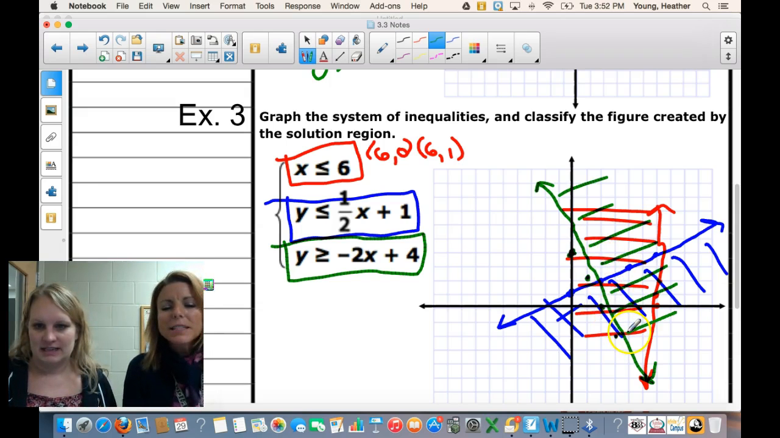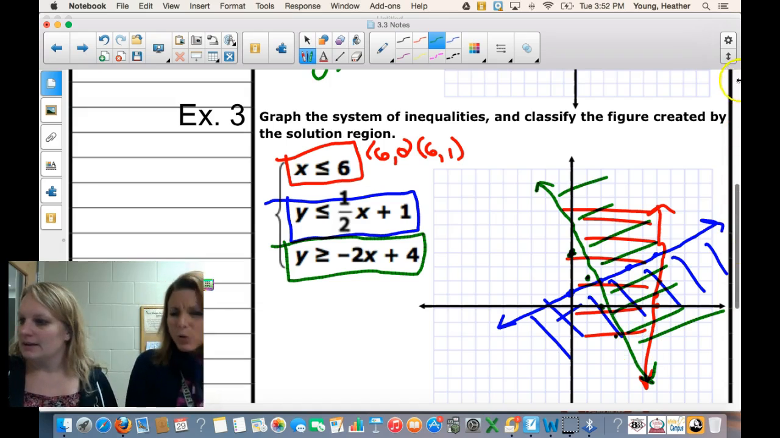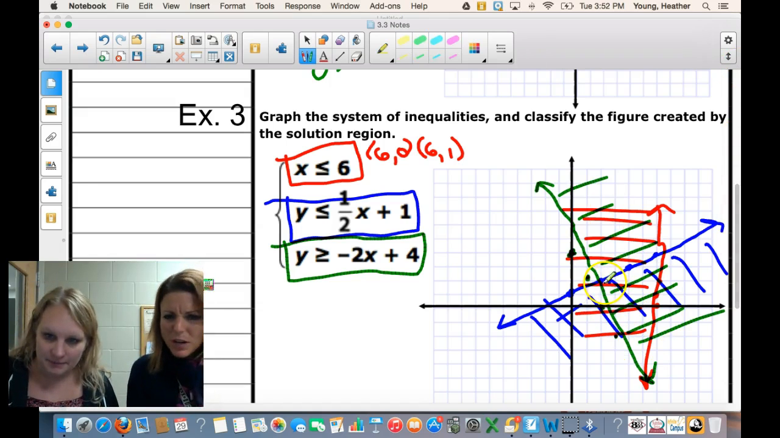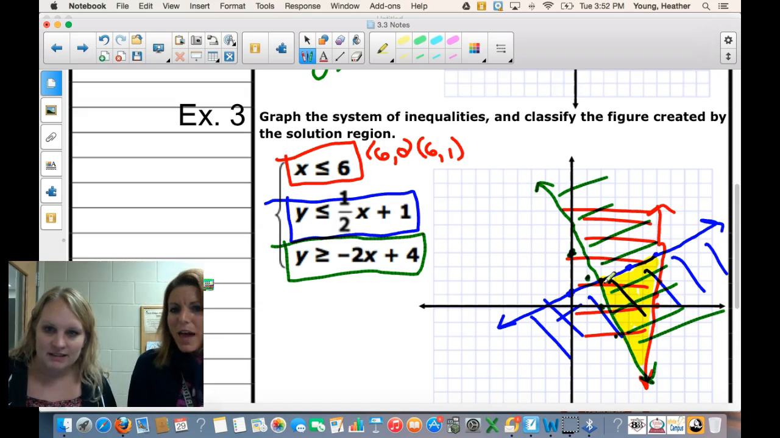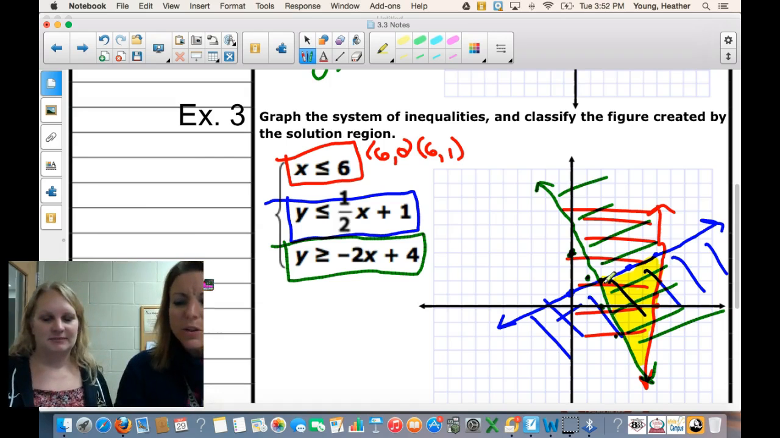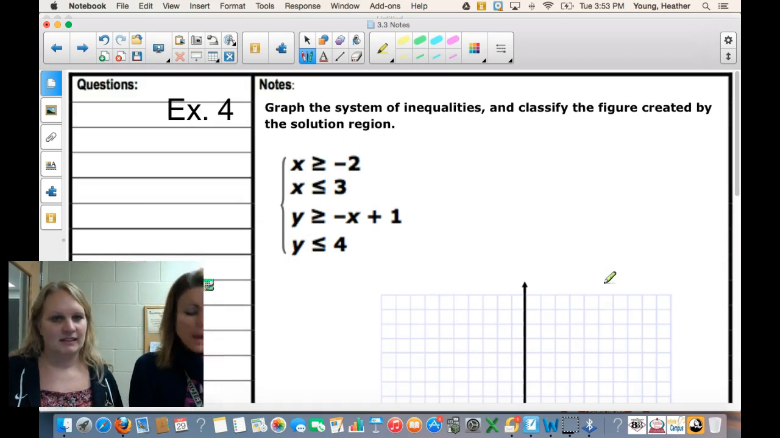Oh boy, I think I see a shape. Should we outline the shape? I'm going to highlight. Should we try to highlight it? Yep. So this is where all 3 colors are connected. And what shape is that making? I would call that a triangle. Perfect.